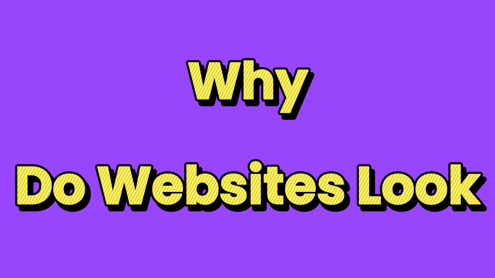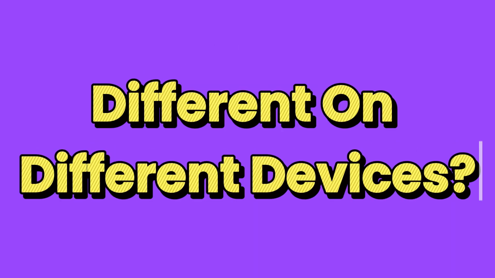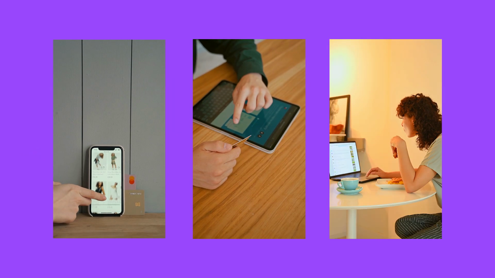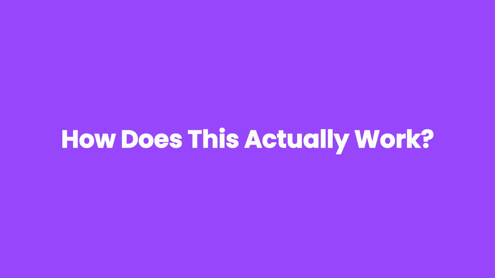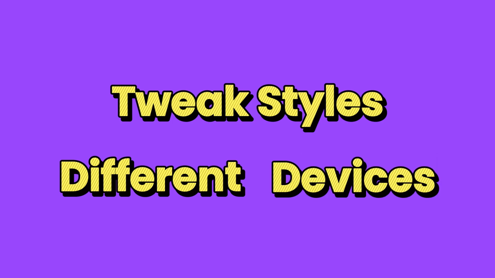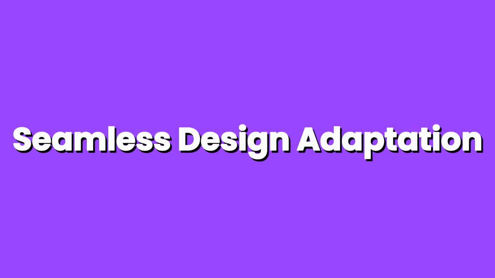You must have noticed that a website looks different when you access it from your mobile, tablet, or desktop. Have you ever wondered how this thing actually works? Well, one of the techniques we can use to achieve this is by utilizing CSS media queries. It lets us tweak styles for different devices, ensuring a seamless design adaptation.